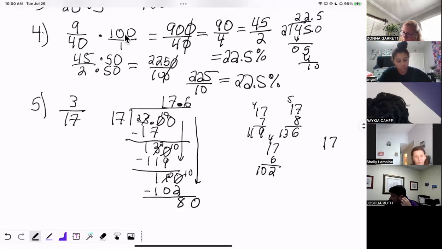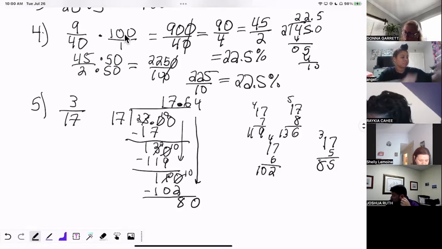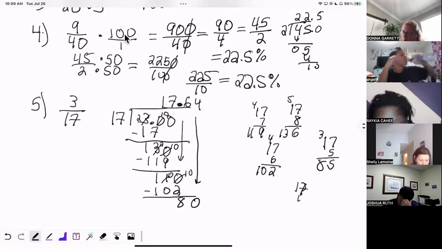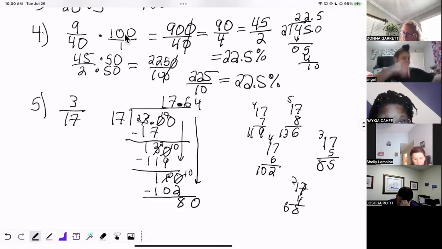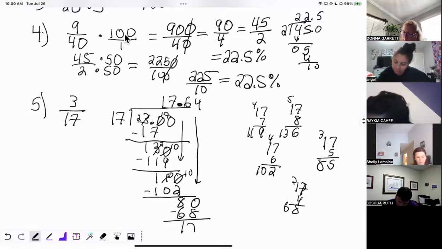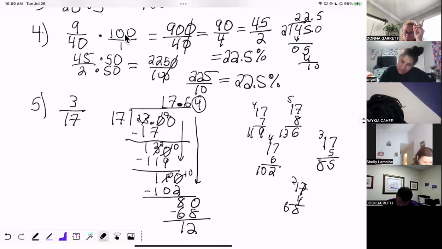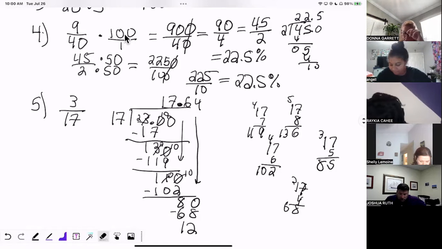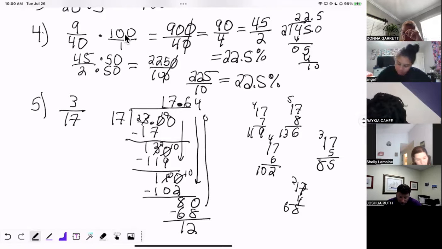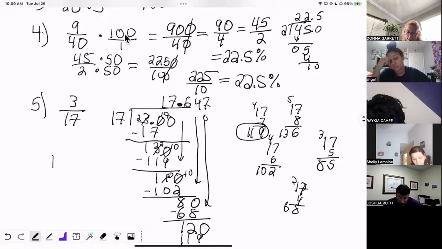So let's see, maybe 5. Oh, it's going to be too much. It's going to be 4. All right, what's 17 times 4? 68, and then 12 left over. And then we have to do one more time to see if we can round this or not. We're going to round to the hundredths. So bring down another 0, 120. Okay, that means it has to be 7, because here's my 119. So if I round it, it's going to be 17.65%.